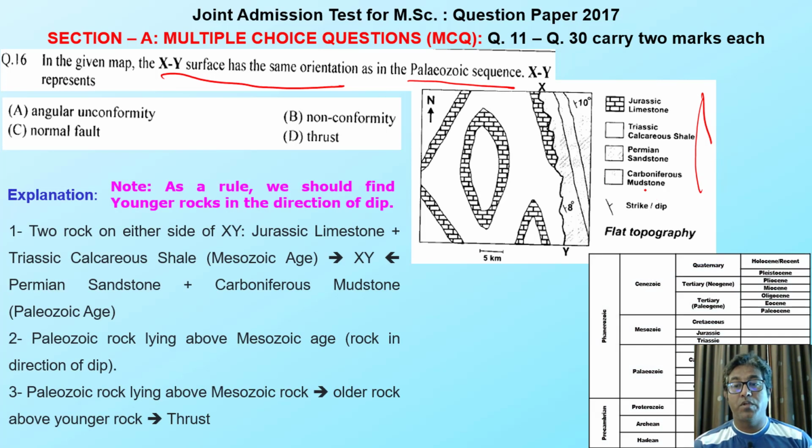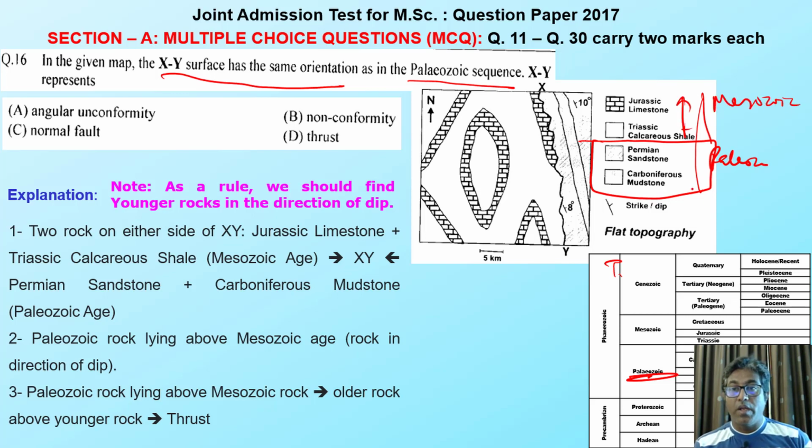To use this option, you have to remember the time scale. What is Paleozoic? In Paleozoic, we have Cambrian, Ordovician, Silurian, Devonian, Carboniferous, and Permian. So up to here, this is my Paleozoic, and then this is my Mesozoic. Jurassic and Triassic come in Mesozoic, and Permian and Carboniferous come in Paleozoic.